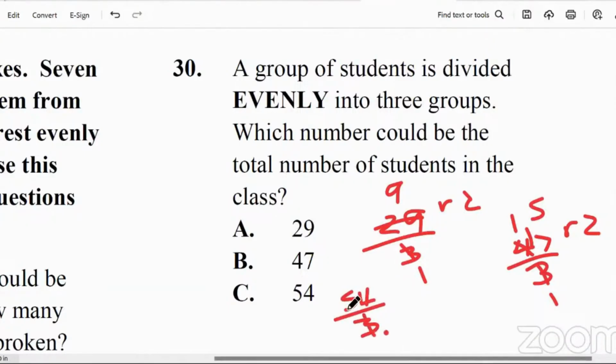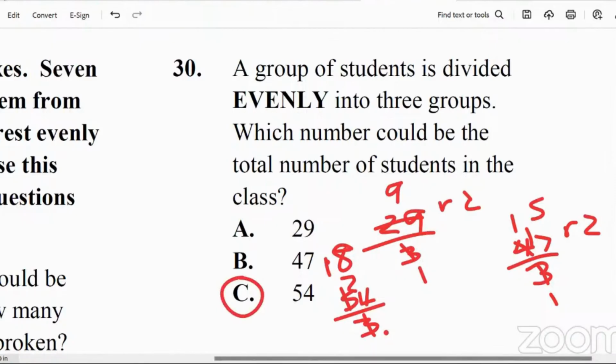3 into 5 goes 1, and remainder 2. So now 3 into 24 goes 8, 3 8s are 24. So the answer is 18. So this number, 54, can be divided evenly into 3 groups. So the answer is C.